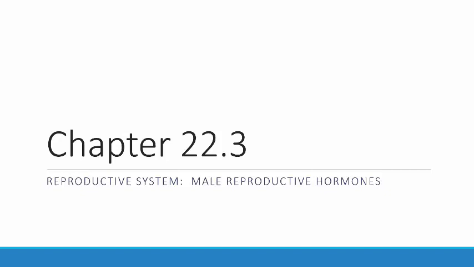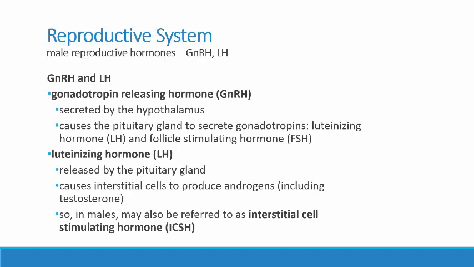In this video, we're going to be looking at the hormones of the male reproductive system and examining their effects on the target tissues that they produce effects in. The first of the male reproductive hormones that we're going to look at is one of the control hormones that's produced by the hypothalamus. It's called gonadotropin-releasing hormone, or GnRH for short. It's produced by the hypothalamus, and the target for it is the pituitary gland.